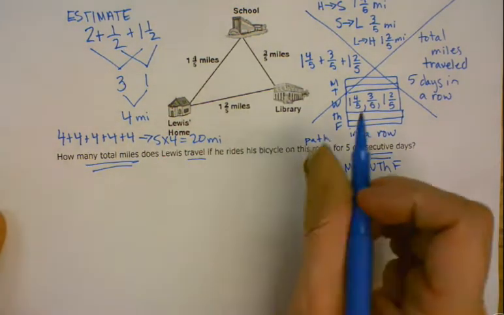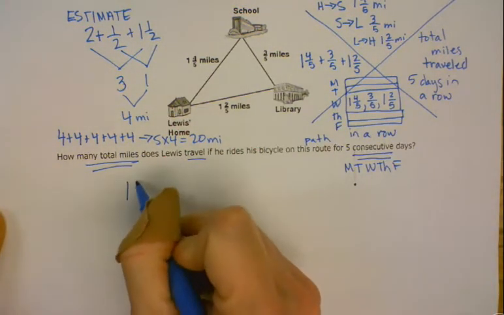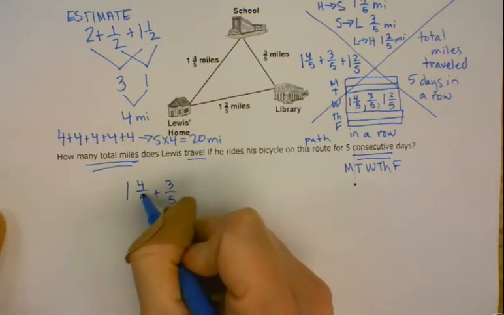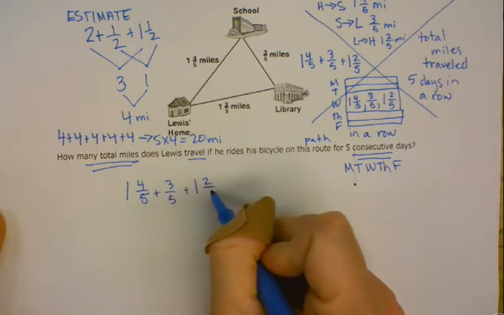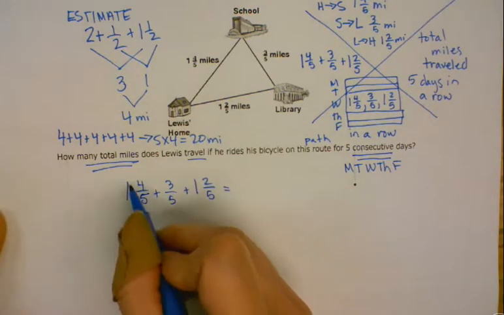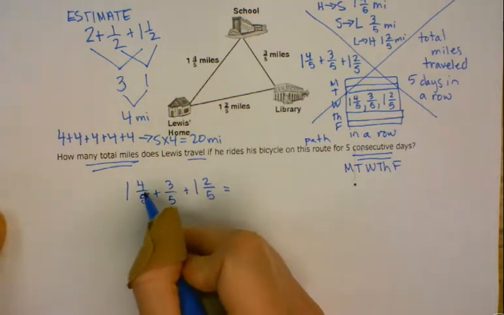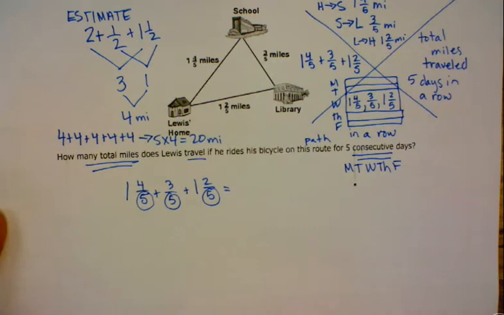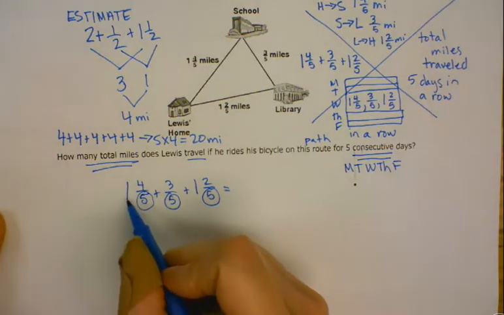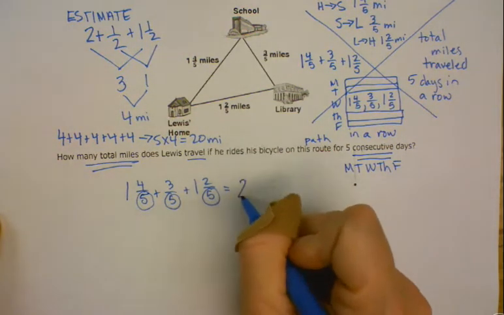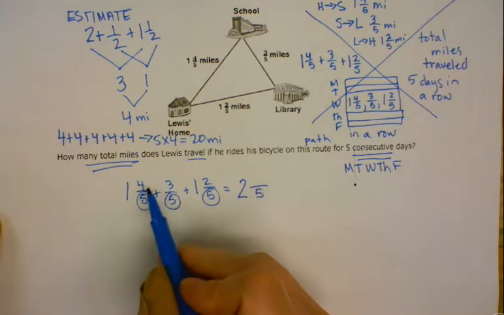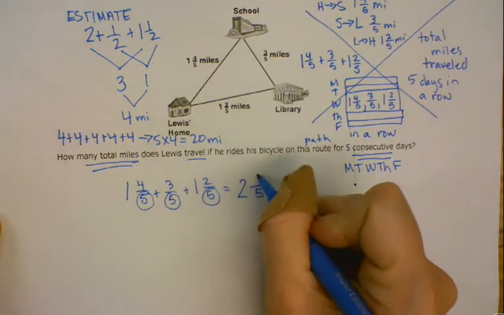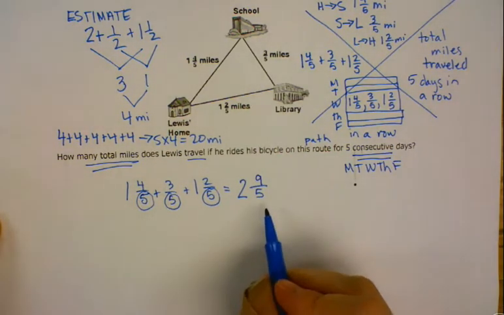I have my problem. 1 4/5 plus 3/5 plus 1 2/5 equals, I'm going to combine the whole numbers first. I notice these are all the same denominator. I don't have to change anything, which is nice for once. 1 and 1 is 2. My denominator is 5. 4 plus 3 is 7, 8, 9, and 9/5. I do have to do something though.